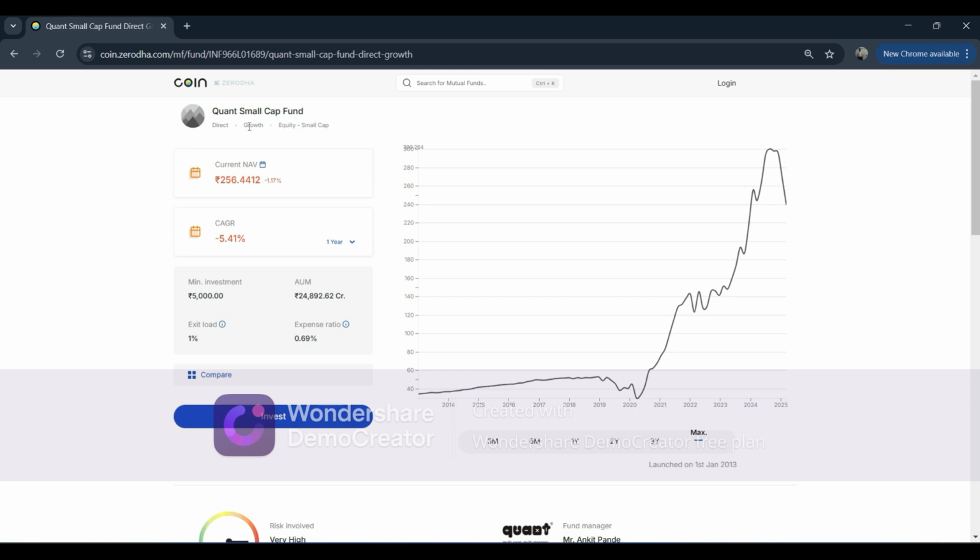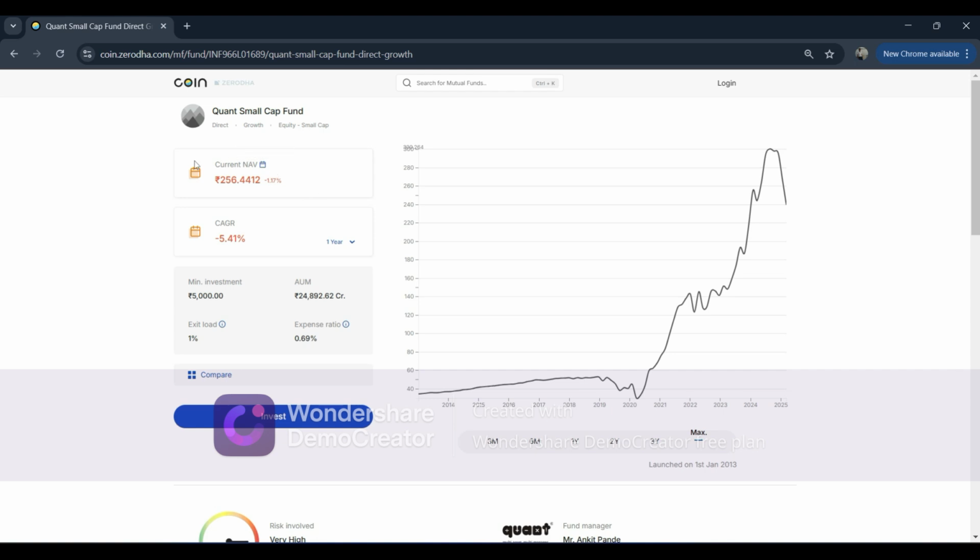Growth. What does this word specify? It means that the dividends given by the companies every year on the amount you are investing are not sent to your bank account, but are invested back in your mutual fund, and it will be reflected in your NAV. The third is equity. Equity means share market, and small cap means it is investing in small cap companies.